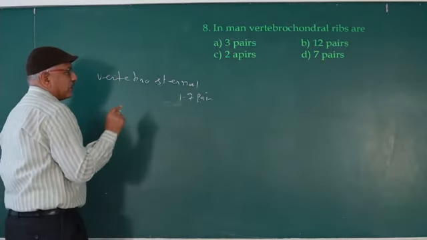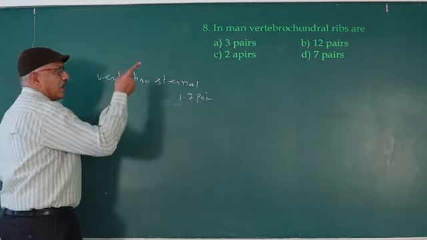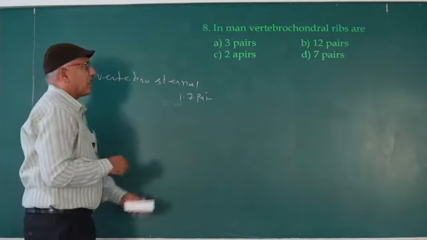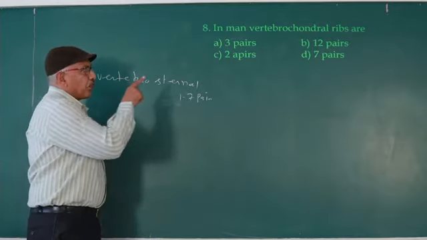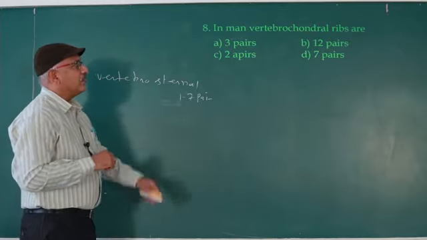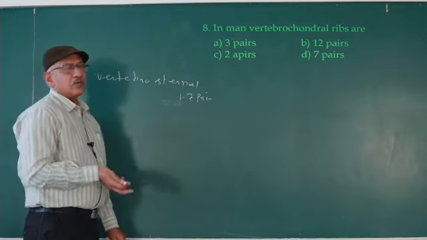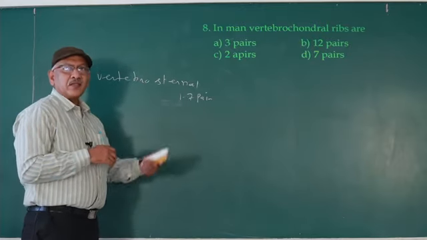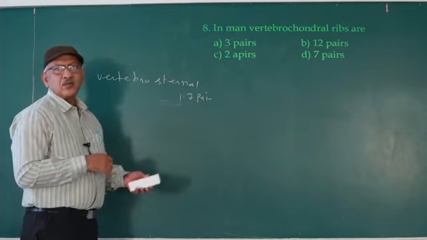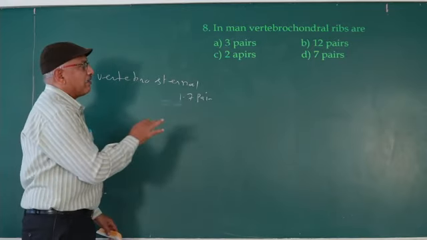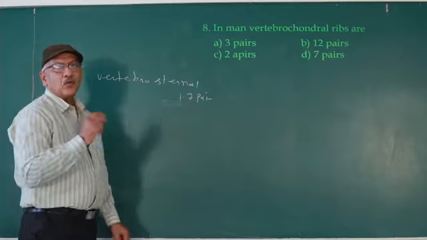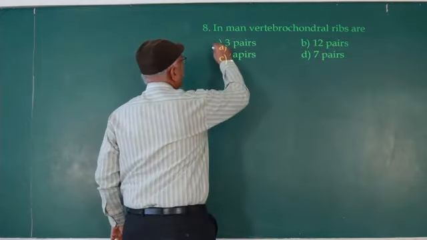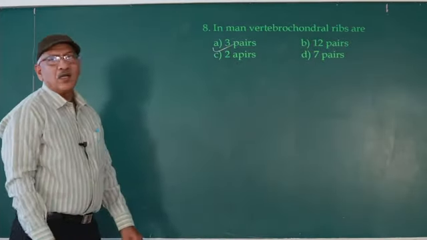Next 3 pairs, 8th, 9th, 10th, known as vertebrochondral. Chondral means cartilage. The ventral surface of 8th, 9th, 10th attaches to cartilage of 7th rib. That's why 8th, 9th, 10th known as vertebrochondral ribs. They are also known as false ribs. 11th and 12th pair neither attach to sternum nor to cartilage of 7th rib. That's why they are known as floating ribs. So in man, vertebrochondral ribs are 3 pairs.